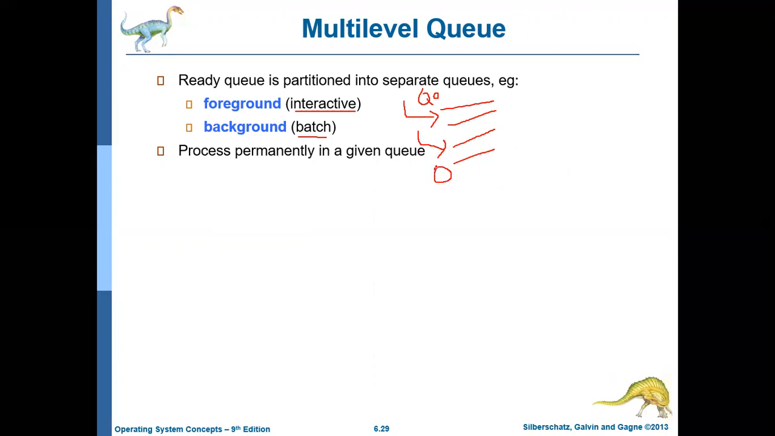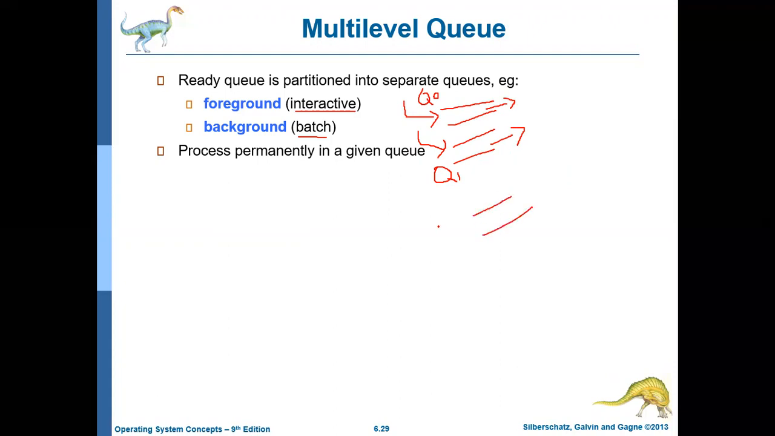Okay, so the operating system divides the queue into multiple queues, and it permanently assigns processes of a particular type to a particular queue. And further, these different queues may follow different scheduling algorithms. It is not that all these queues should follow the same scheduling algorithm.